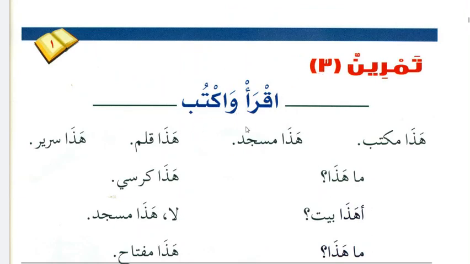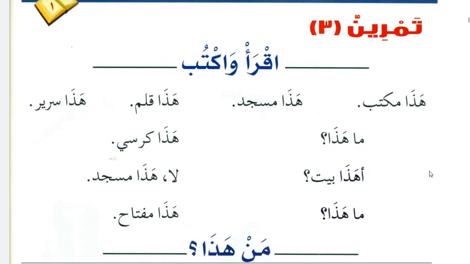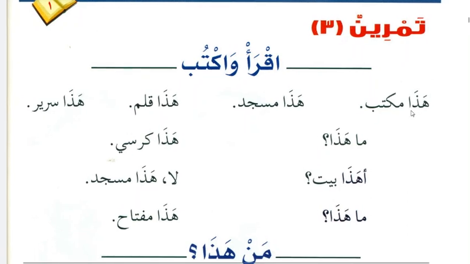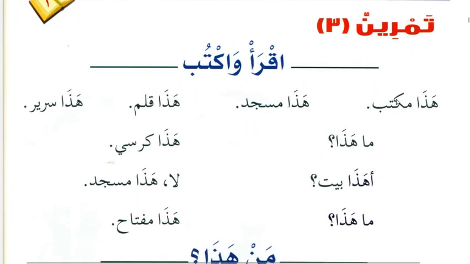Tamreen Usalis, third exercise. Ikra waktub, read and write. So here he is asking you to read these sentences. So what you are going to do? Basically he wants you to put tanween on each of them. Haza maktabun, haza masjidun, haza kalamun, haza sarirun. You know the meaning of tanween is a or an.